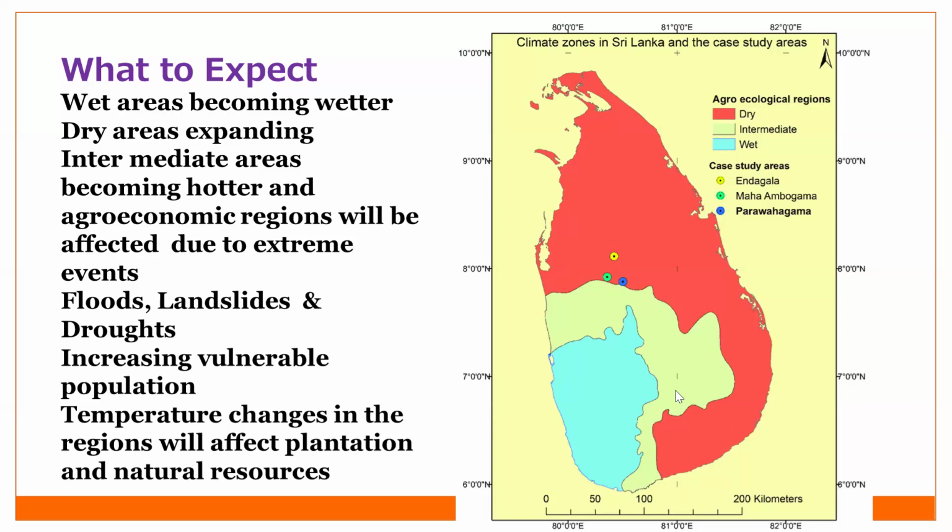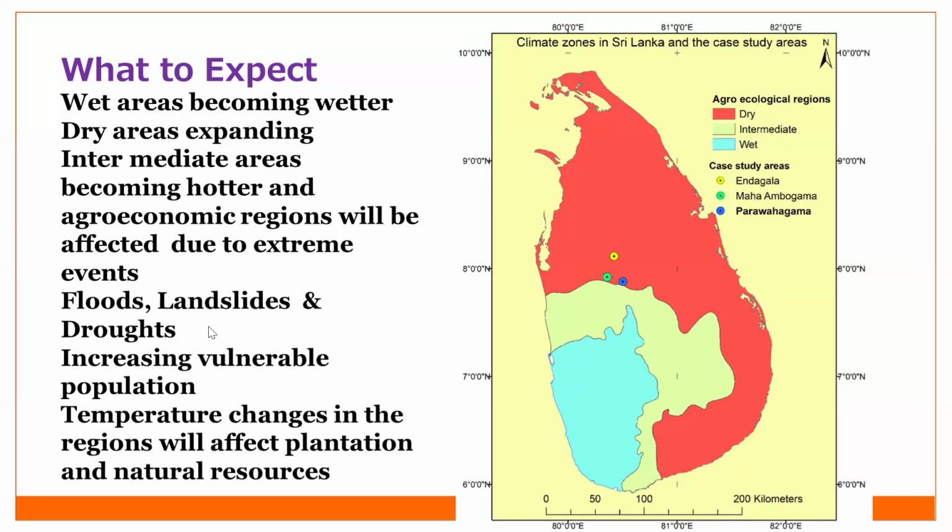The other intermediate area, 1,000 to 2,000. Then wet areas, somewhere here, there is a place called, I can't remember the name, it receives about 5,000 millimeters per year. Colombo receives about 3,500 per year.